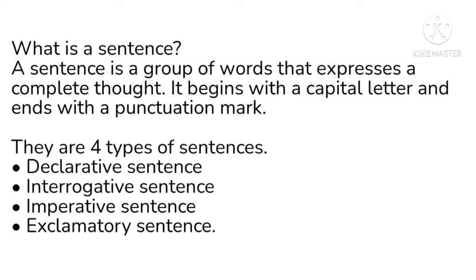Okay, children, before teaching direct and indirect speech, I am going to teach you about types of sentences. Using this, you are going to change some sentences as directed. First, let's see what a sentence is. A sentence is a group of words that expresses a complete thought. It begins with a capital letter and ends with a punctuation mark. There are four types of sentences: declarative sentences, interrogative sentences, imperative sentences, and exclamatory sentences.